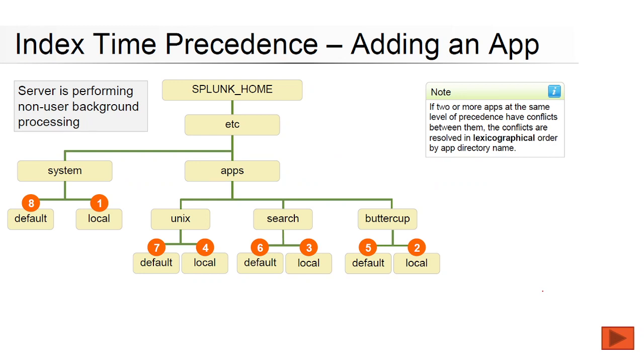So let's try to understand what we are saying here. I'm going to talk about the precedence of all the applications. So we have index time precedence. When we say index time, we are talking about the time at which the data is getting indexed into the Splunk platform at the indexer level, right? So how does the precedence look at index time?